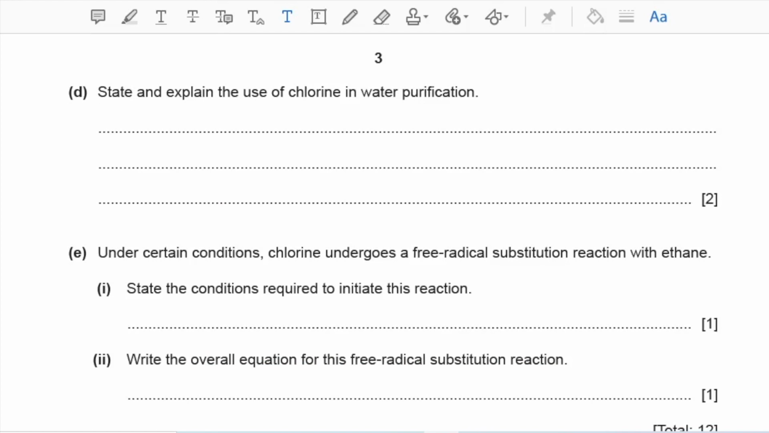Part D, state and explain the use of chlorine in water purification. So the chlorine compound which is being used in water purification is HClO to kill microorganisms.